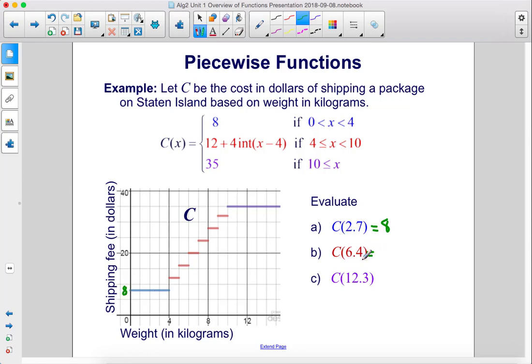All right, 6.4 is going to be 5. 6.4 is somewhere in here. Go up and we see that we're at 20. Finally, 12.3, we're going to go up and see that we are at 35. All of our answers are correct.